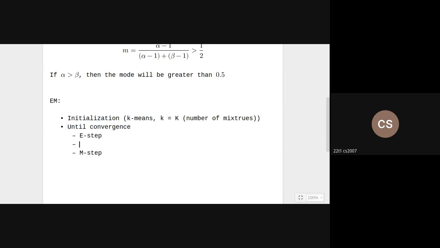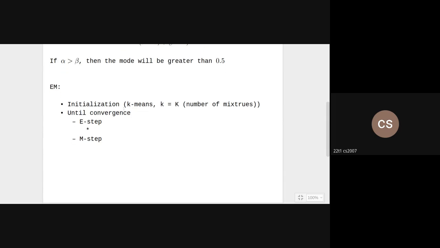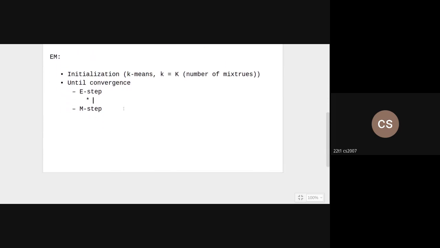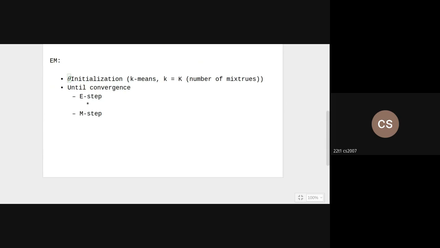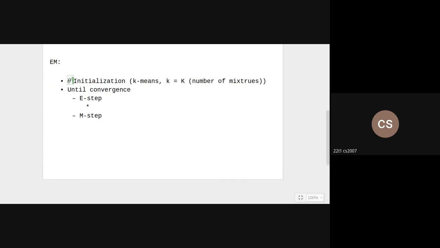Okay, what is the E step? Initialization will be what? You have some parameters to begin with. So this is theta naught. This is what initialization will give you.